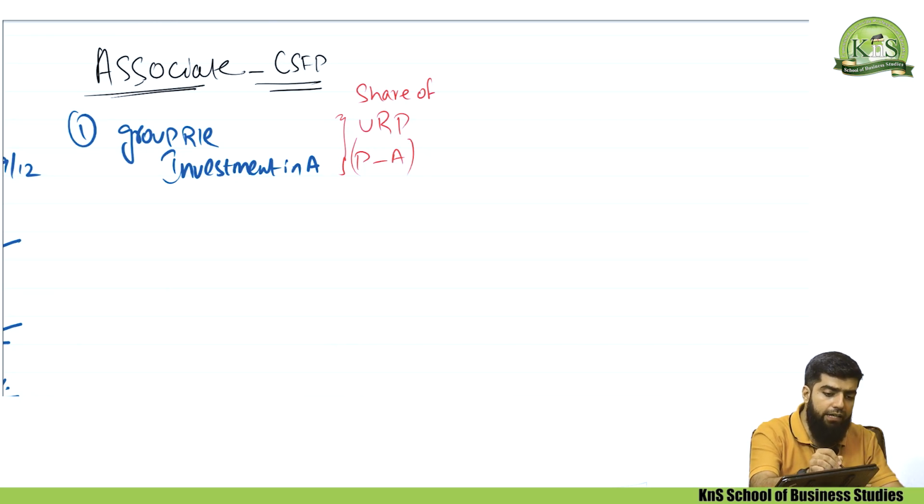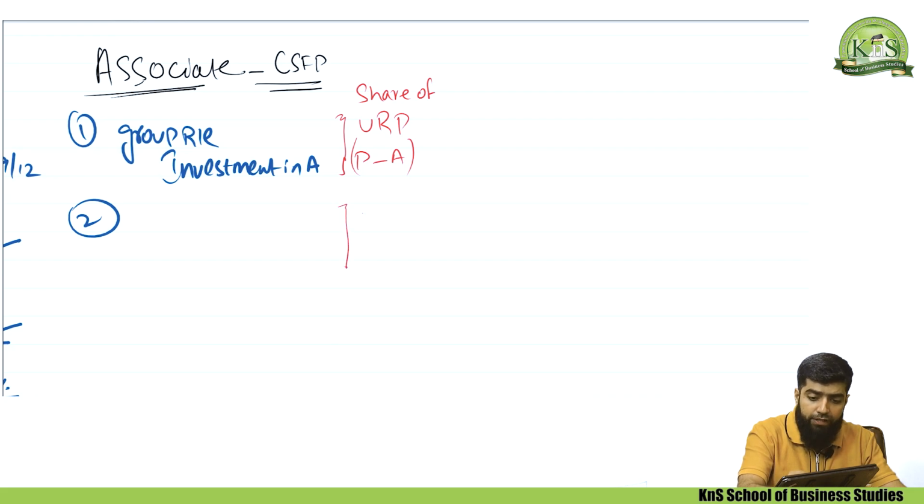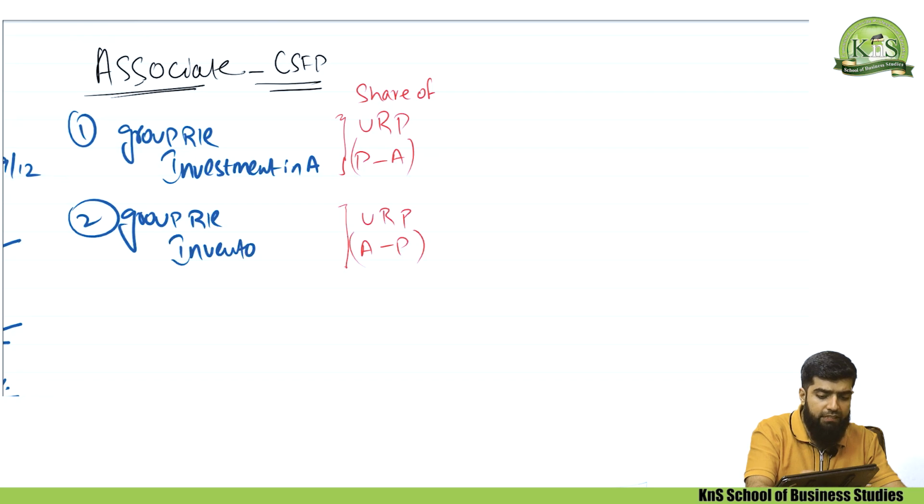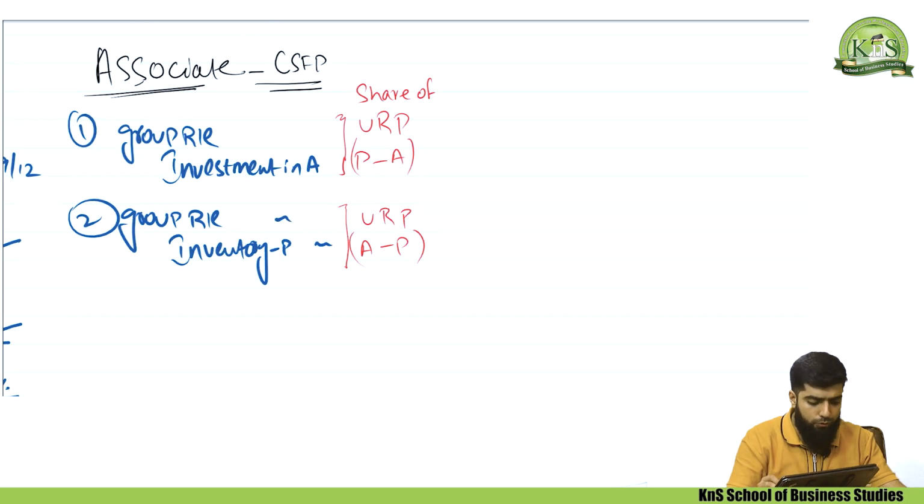Okay. Another adjustment the examiner might test you on for unrealized profit is if the goods are sold by the associate to the parent. Now the adjusting entry would again be group retained earnings debited, and this time the unrealized profit is in the books of the parent company, in the inventory of P company. Inventory of P company will be credited.